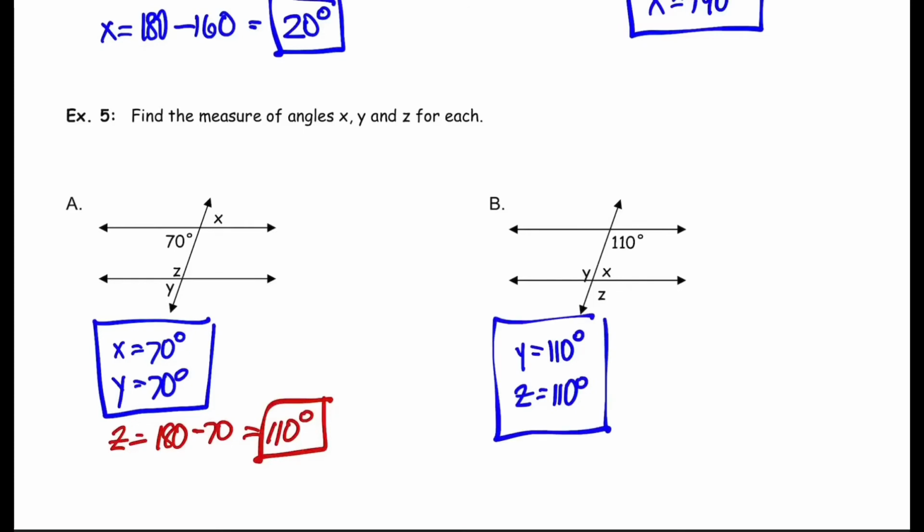Now, if you notice x, that's acute. Look at the shape of it, the shape of this angle I'm highlighting. That's less than 90. So to get x, I have to do 180 minus 110, and that's going to be 70. I guess I could have used different numbers here, but you get the idea, hopefully.